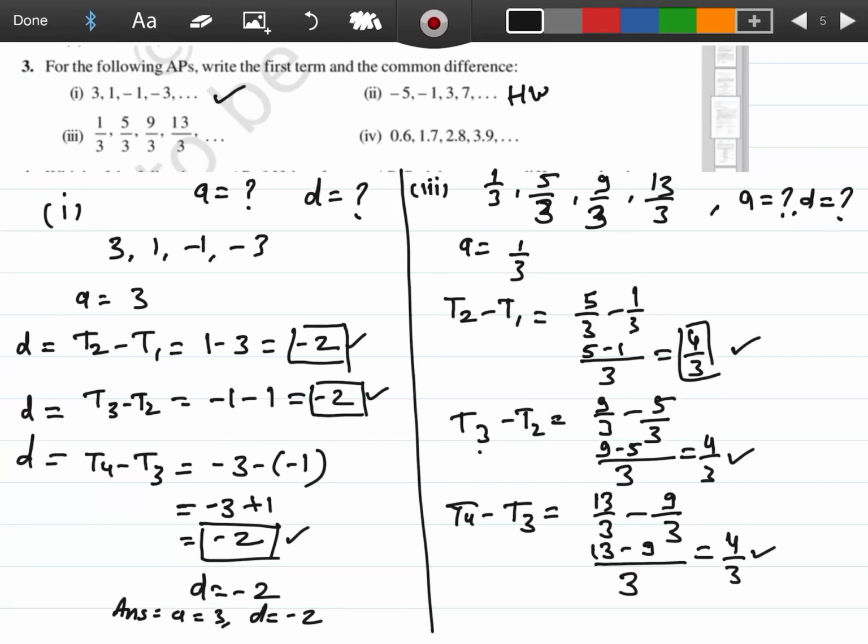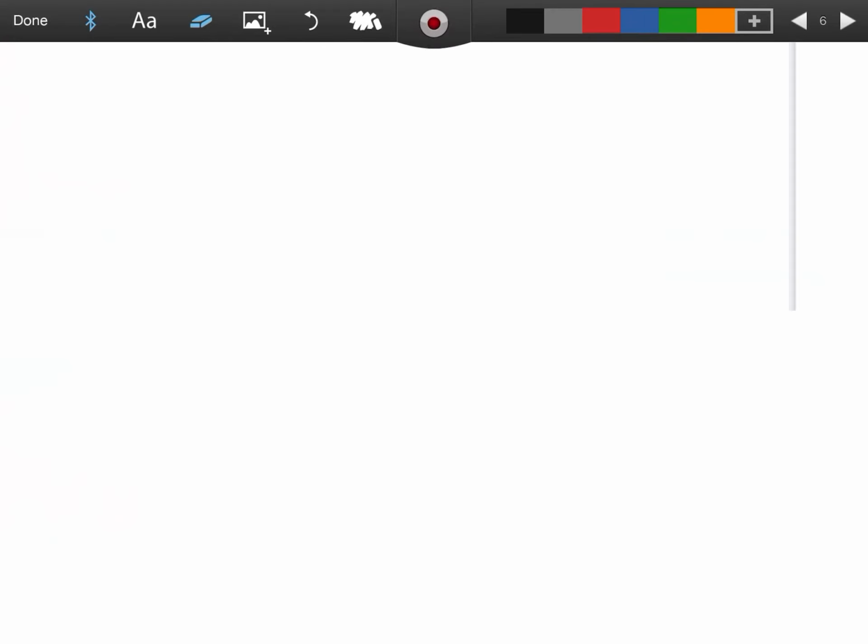So what will be your D? Here the common difference D will be 4 by 3. The answer is D is equal to 4 by 3 and A is equal to 1 by 3. So I hope you can solve this problem. Now let us move to the next question.